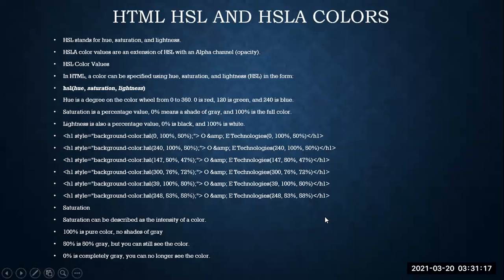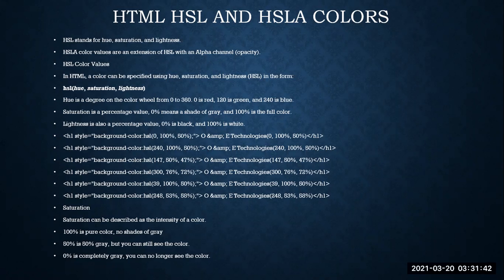Now, the saturation can be described as the intensity of the color. Of course, we know what an intensity means. 100% means pure color, so no shade of gray. We are not adding gray to our color. And if our lightning effect is at 0, then that means we are having pure color values.